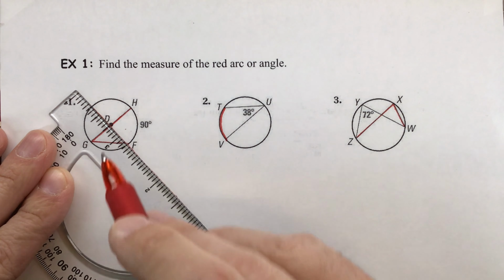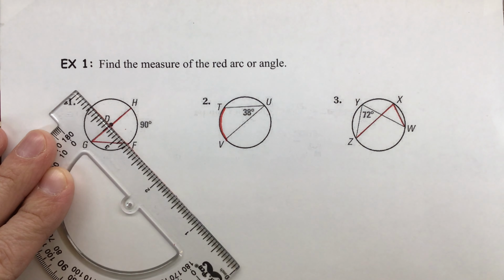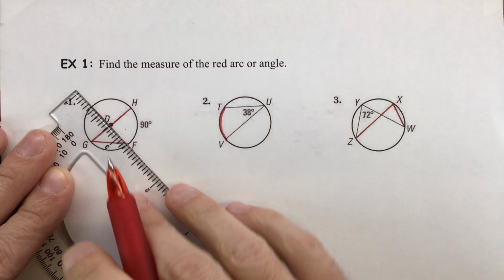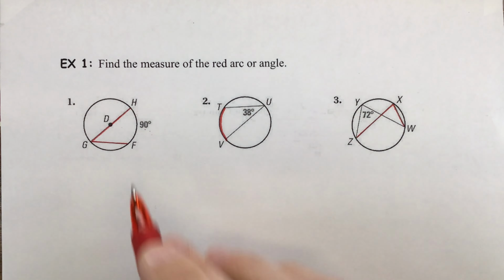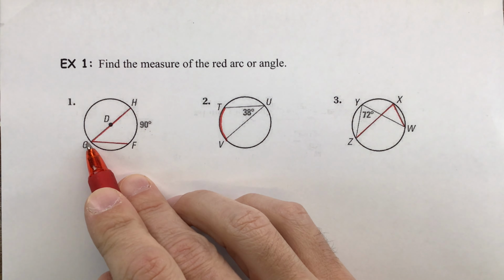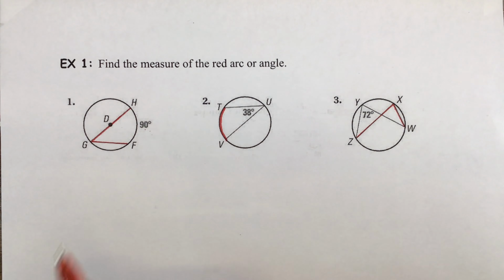So remember that the central angle measure is going to be the intercepted arc's measure. That's going to be the arc measure here. The inscribed angle, which extends all the way to the other side but intercepts that same arc, is going to have half of that measure. So that means that the measure of angle G is going to be 45 degrees.